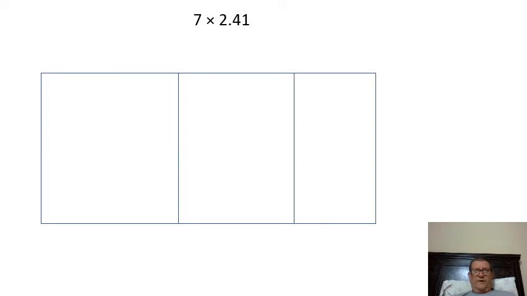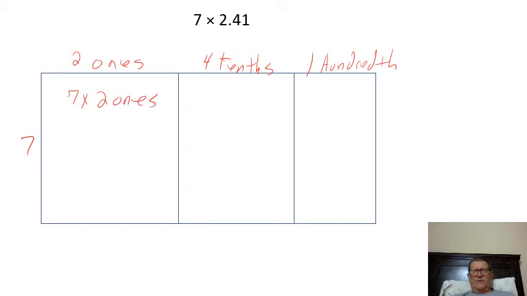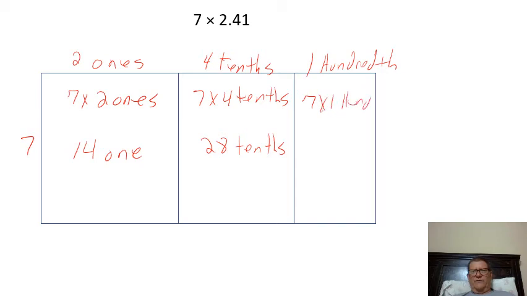Our next one, we're going to put 7 here, 2 ones, 4 hundredths, excuse me, not hundredths, that's tenths, 4 tenths, 1 hundredth. So now over here we got 7 times 2 ones, which is going to give us 14 ones. Here I've got 7 times 4 tenths, which is going to give me 28 tenths. And the last one is 7 times 1 hundredth, which is going to give me 7 hundredths.